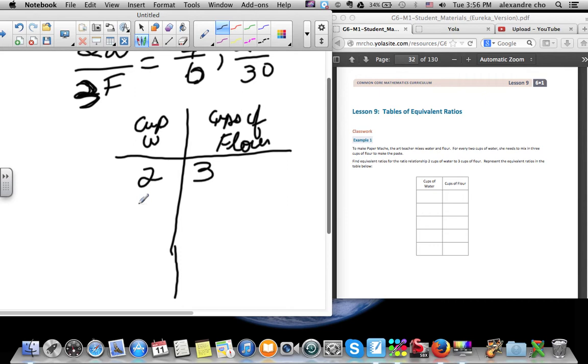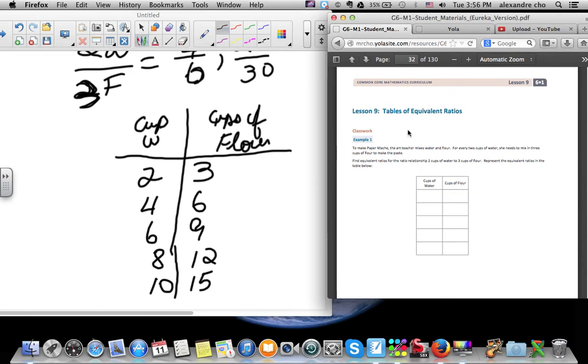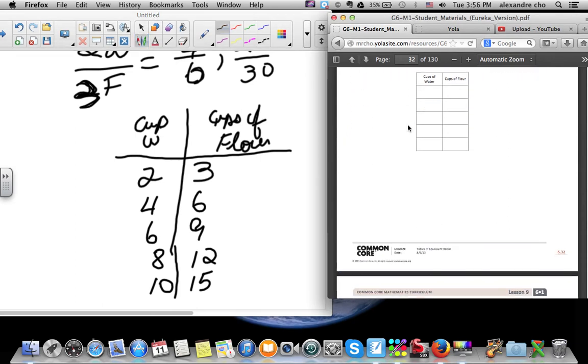2 cups of water, 3 cups of flour. We can make 5 different ones. So we can go 4 and 6. Let's just do it in order. Times 3 would be 6 and 9. Times 4 would be 8 and 12, and times 5 would be 10 and 15. There. 2 to 3, 4 to 6, 6 to 9, 8 to 12, 10 to 15. They're all equivalent to our first given ratio. Okay? That's simple enough. And then that's it for that page.